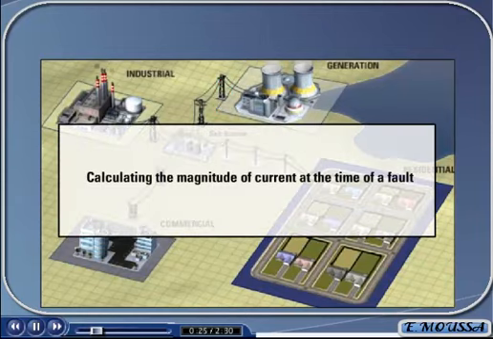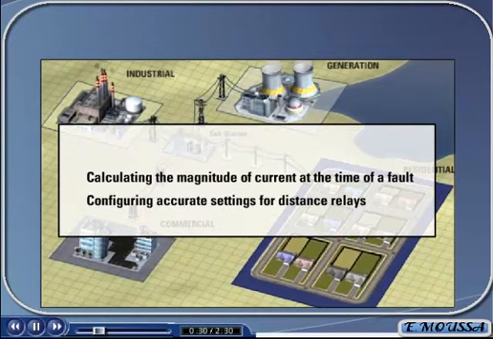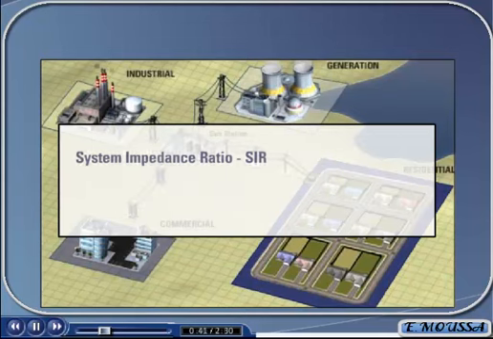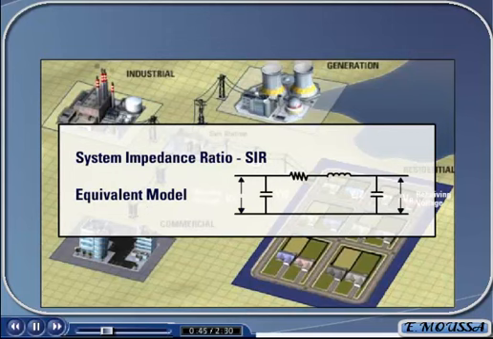Calculating the magnitude of current that will flow through the transmission line at the time of the fault and configuring accurate settings for distance relays is a very important task that the protection engineer must perform in order to ensure the transmission line is properly protected. In order to do this, the protection engineer must first calculate the system impedance ratio and develop an equivalent electrical model of the transmission line.